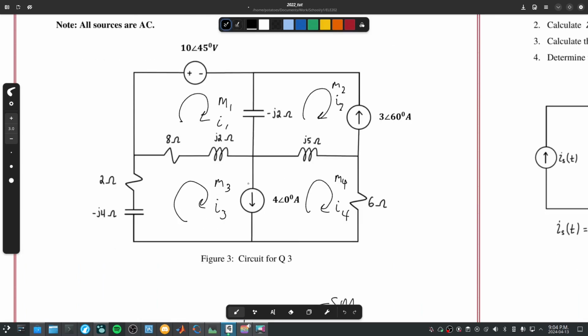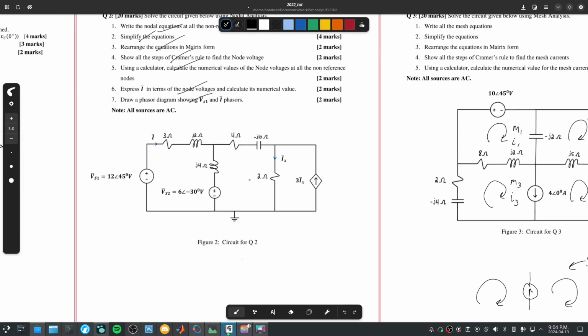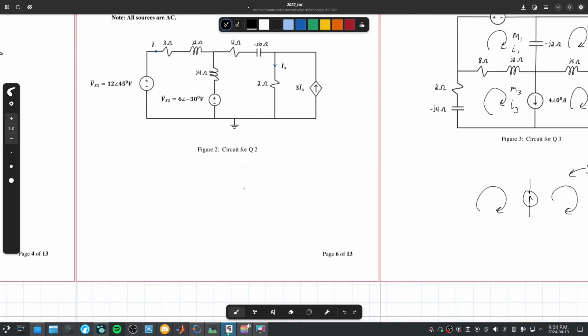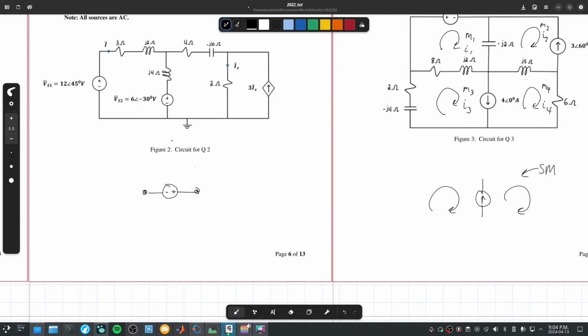Could we get a super node for 2? No. Not really. Because a super node is when you have two nodes which are separated by a voltage source. Low possibility, but still definitely possible. So this is a supernode.